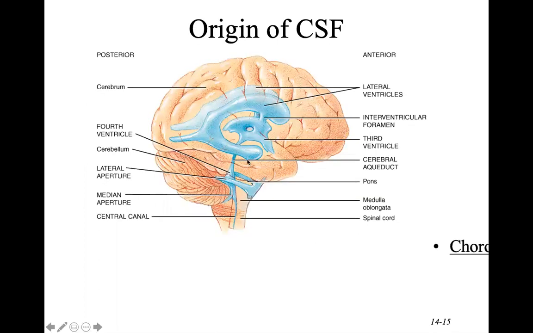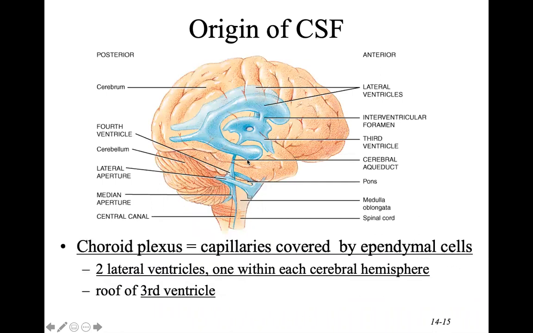Here again is another nice view of the ventricles. Here you can see the two lateral ventricles. Here's the third ventricle. And in order for the CSF to go from the first and second into the third, it has to drain through the interventricular foramen of Monroe. Now it's in the third ventricle. To go from 3 to 4, it has to pass through the cerebral aqueduct of Sylvius. Then it drains into the fourth ventricle, which is adjacent to the cerebellum.